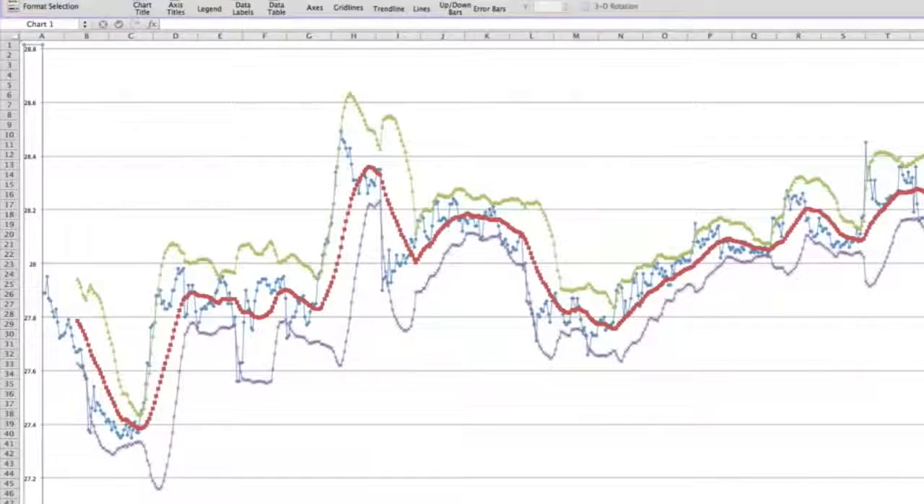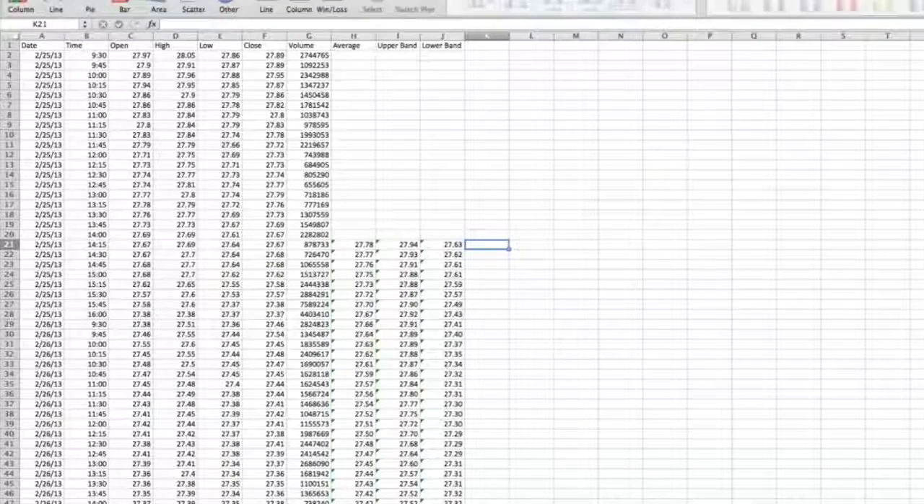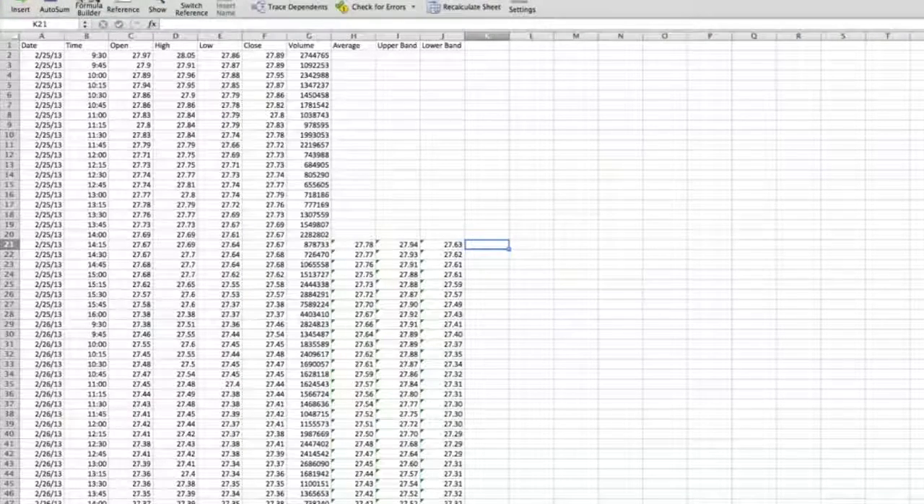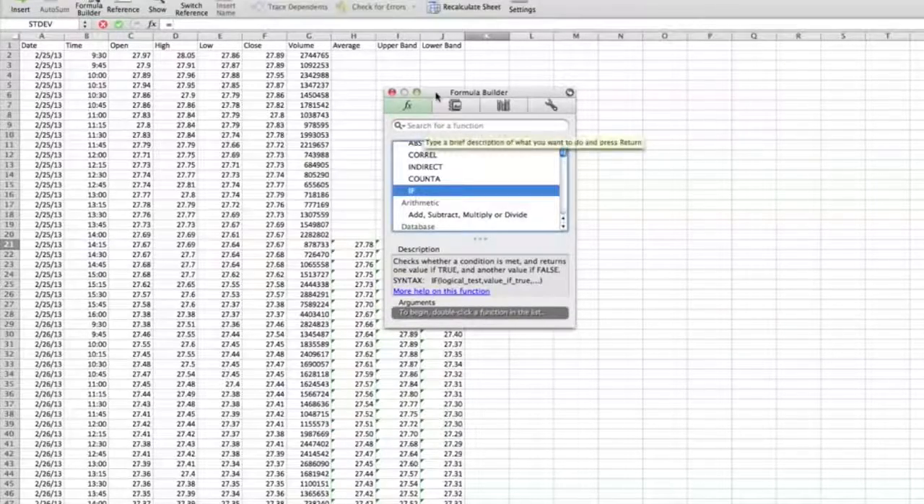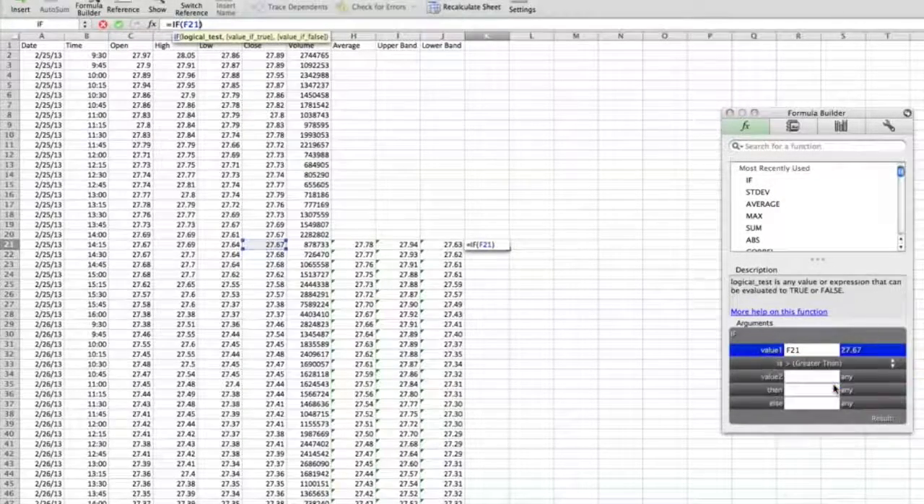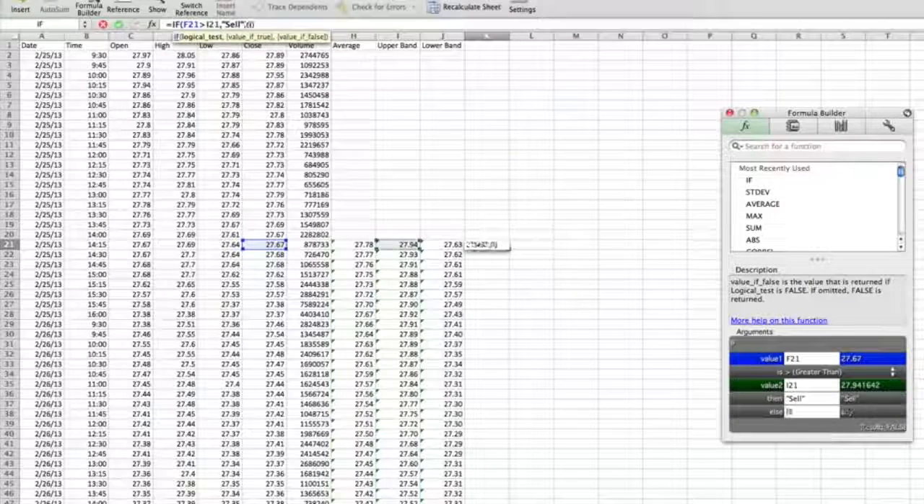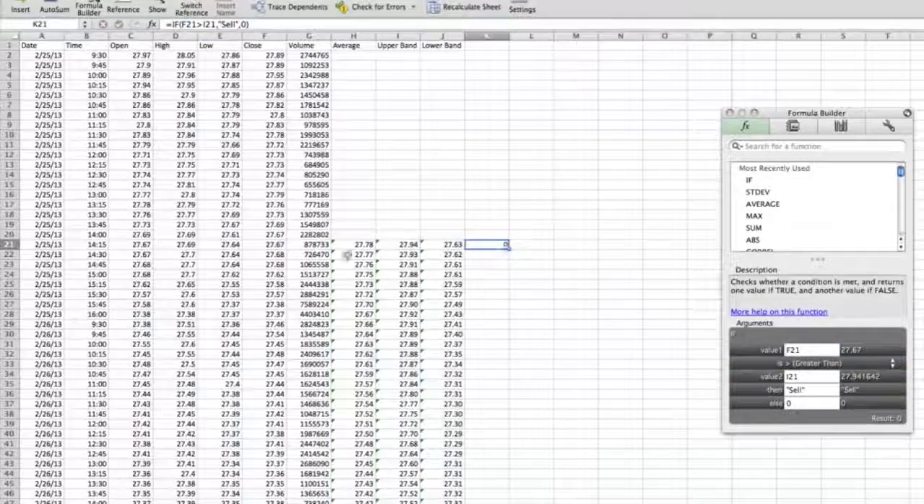So again, to do that, we want to do an if statement. Go ahead, open the formulas. So we want to use the if statement. How we use this is, if the close is greater than the upper band, then we want to sell it. But if it's not, then we'll just put 0. So if the close is greater than the upper band, we want to sell it, but if it's not, then leave it alone. So we'll just use the value 0 for that. Hit enter, and it gives you a 0.